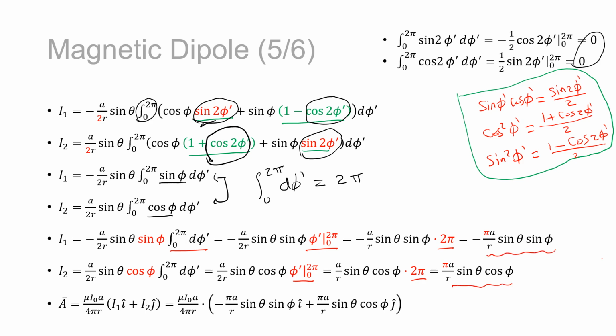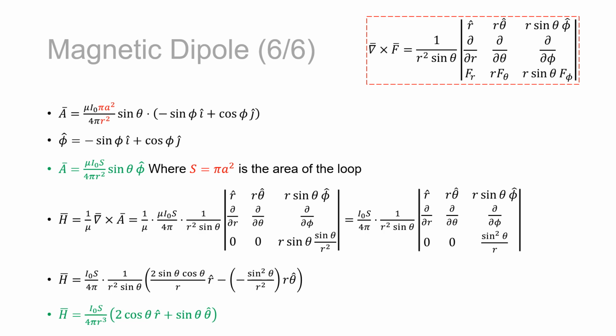Then we substitute back in our original A equation, not forgetting I and J. Once we do so, we'll find some common terms here, which we need to take outside. For further simplification, we can rewrite this term as phi. Then at the end, we will get A equal to mu I naught S over 4 pi r squared, multiplied by sine theta in the direction of phi, where S is simply pi a squared, which is the area of the loop.